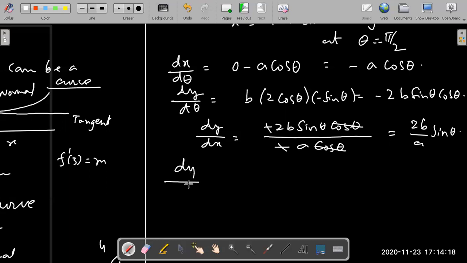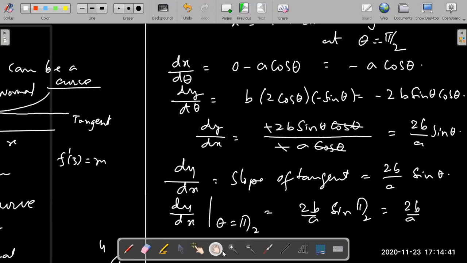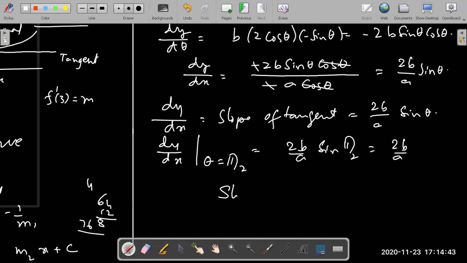So dy by dx is nothing but the slope of the tangent, that's equal to 2b by a sine theta. And when theta equals pi by 2, that's equal to 2b by a into sine pi by 2, which is 1, therefore 2b by a. So this is the slope of the tangent, mt at theta equal to pi by 2 is 2b by a.